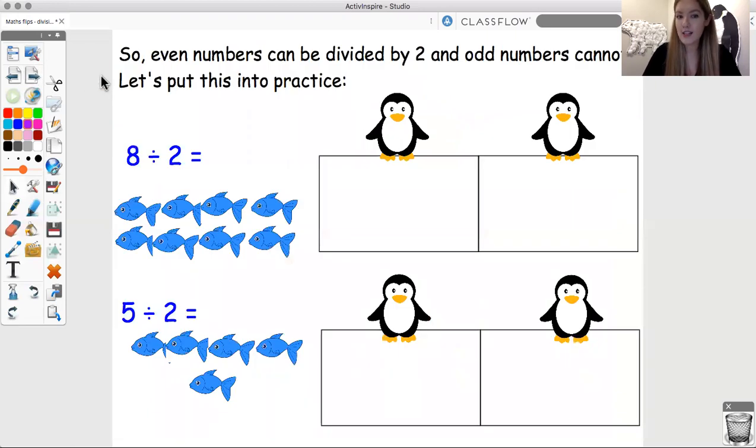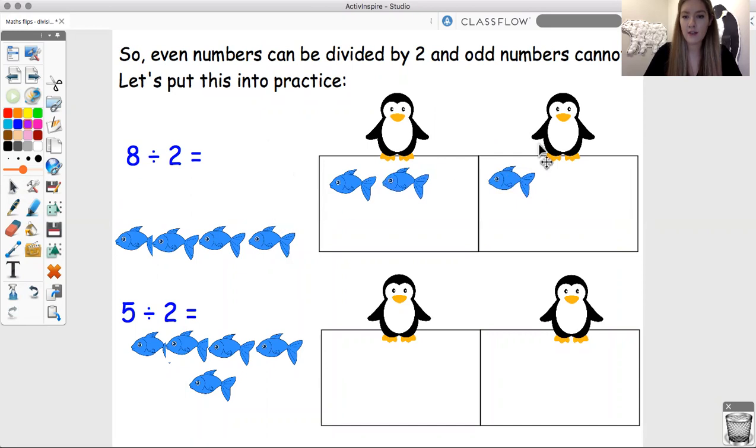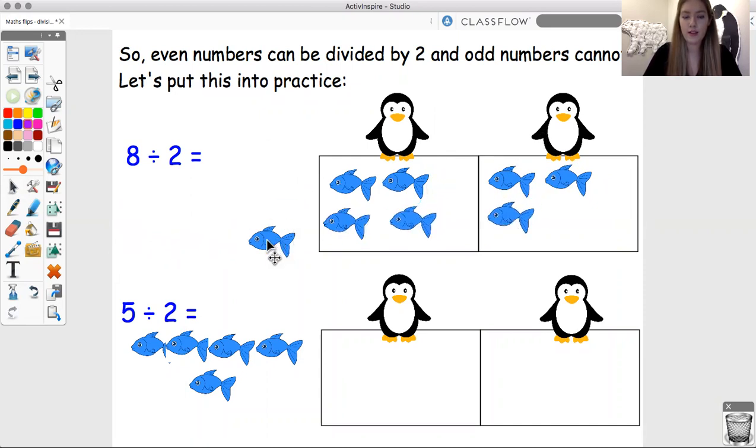So let's put this into practice with our pole to pole theme. Let's see if we can divide 8, our even number 8, by 2. We've got the 2 penguins here. So we're going to divide it. We've got 1 here, and 1 here. Our even number is being shared between 2. There we go. So our even number is equally shared between 2.